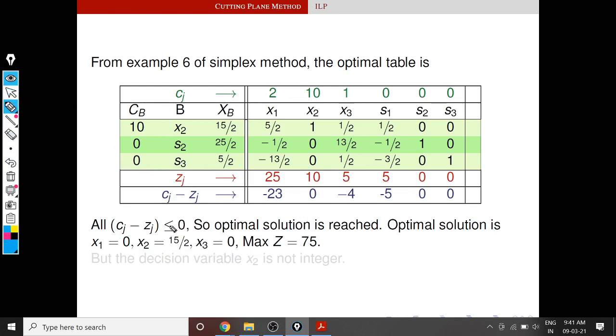But here it is clear that the decision variable x2 is not an integer. x1 is an integer, x3 is also an integer, but x2 is not an integer. So this is an optimum solution of the normal LP, but not an optimum solution for the integer LPP, because in an integer LPP all the variables should be integers. So how to solve it?